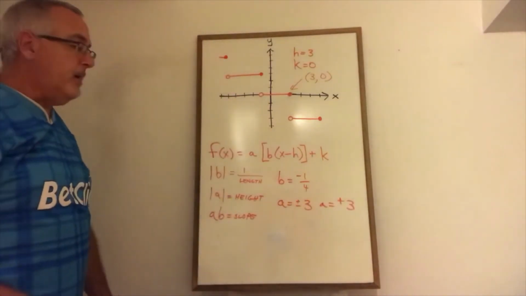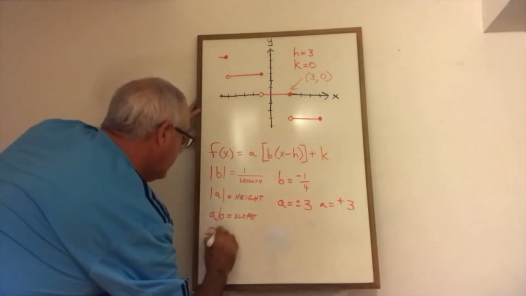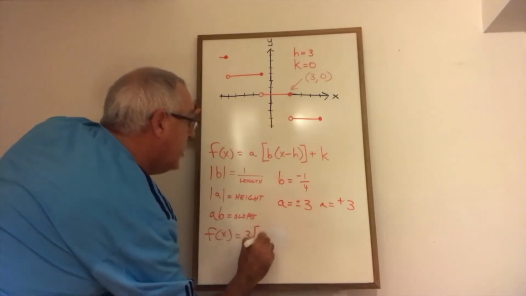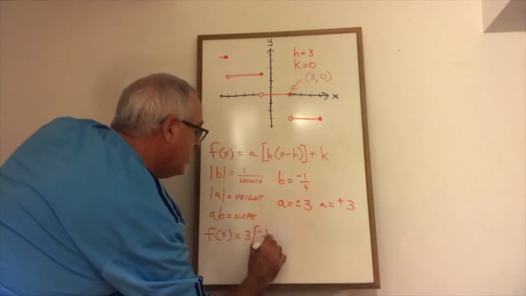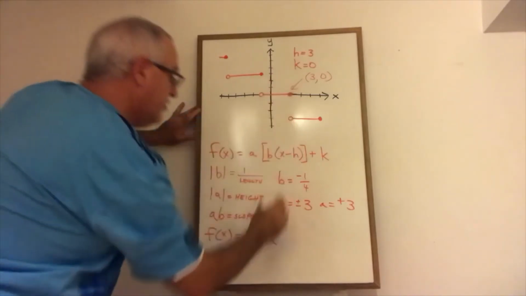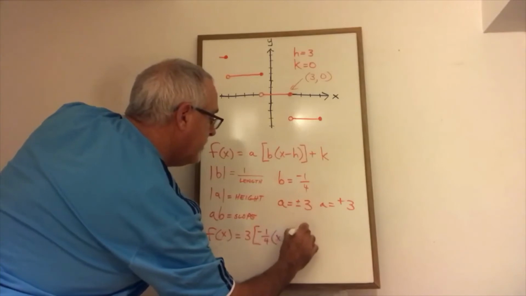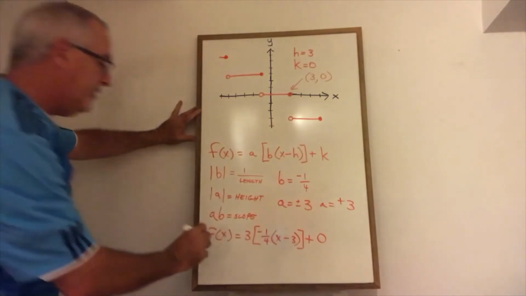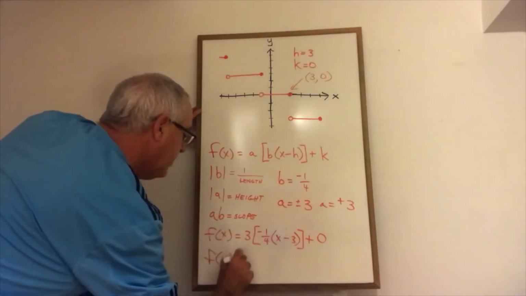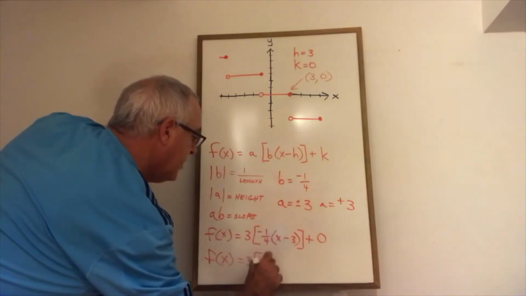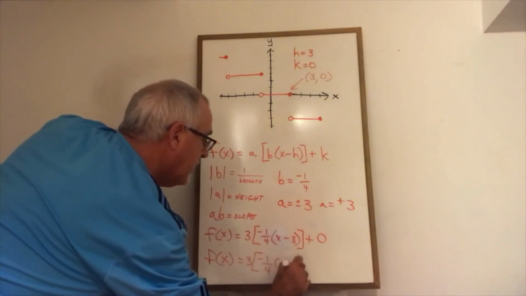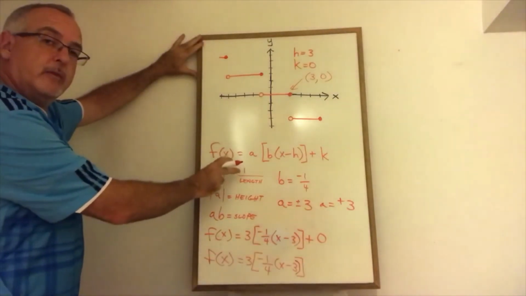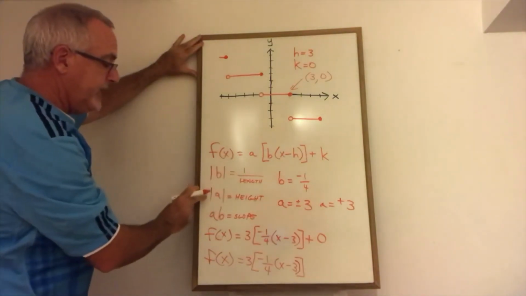We now know all of our parameters and we can write the equation. a is 3. b is -1/4. h is 3. And k is 0. Which means that I can write this equation in a little bit more simplified form, like this.